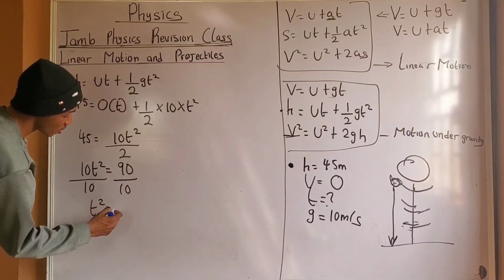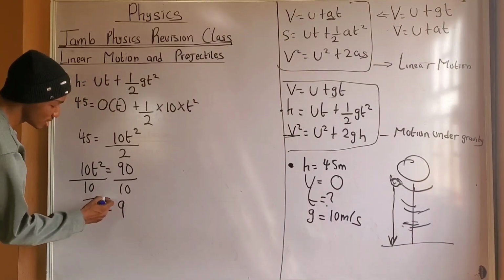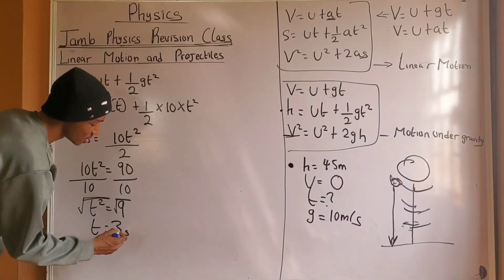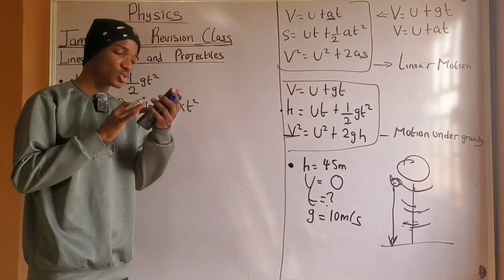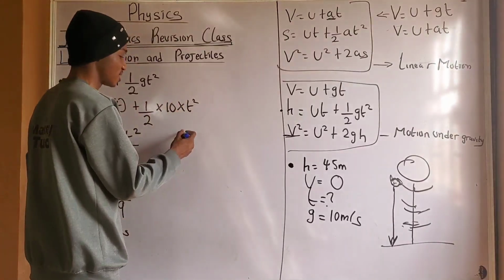t squared equals 9. To get the value of t, you take the square root of both sides. So t equals 3 seconds. The correct option to that question is option E. Option E is correct.